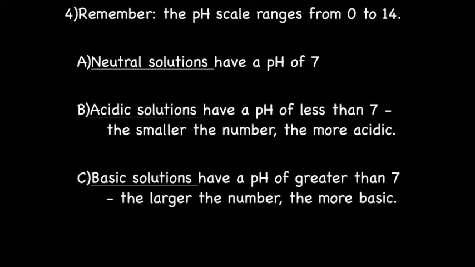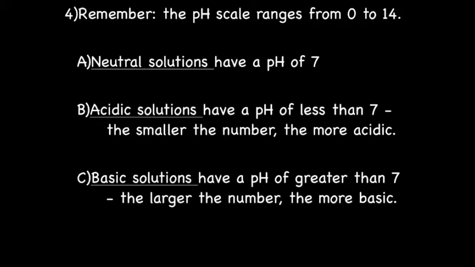Acidic solutions have a pH of less than 7, so 0 to 6 or something. And the smaller the number, the more acidic. So something with a pH of 1 is very acidic, whereas something with a pH of 6 is not so acidic. Basic solutions have a pH of greater than 7. The larger the number, the more basic. So something with a pH of 14 is very, very basic.